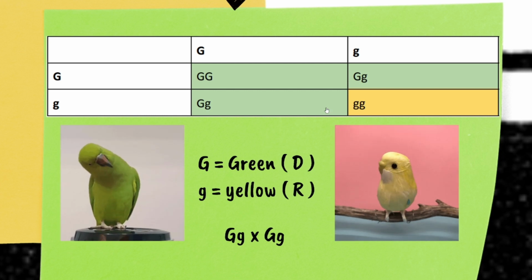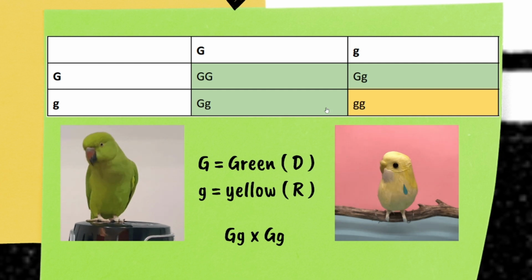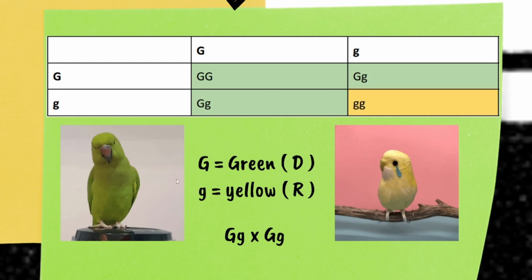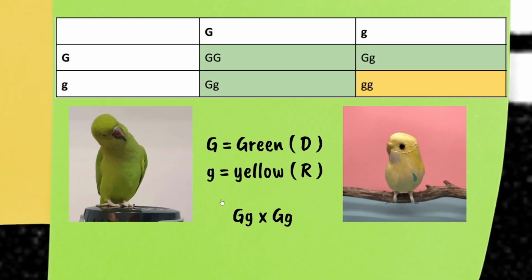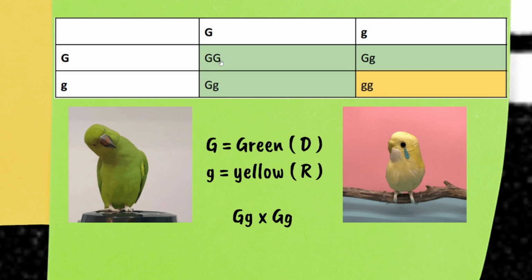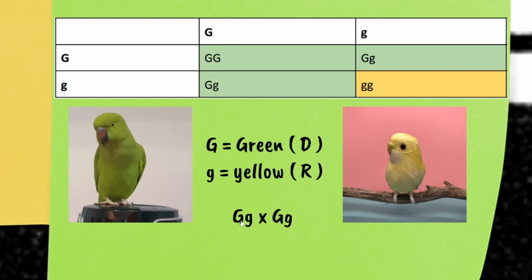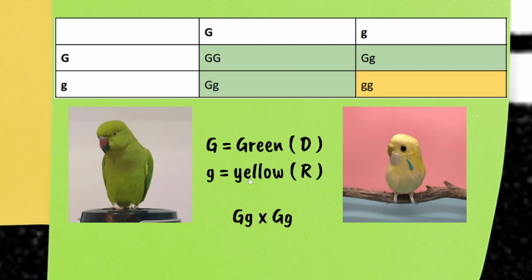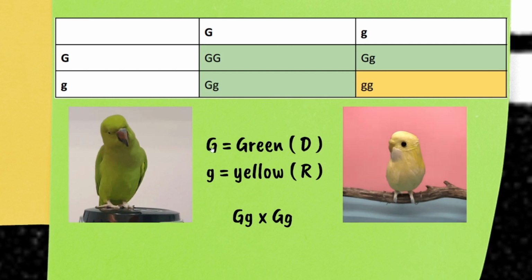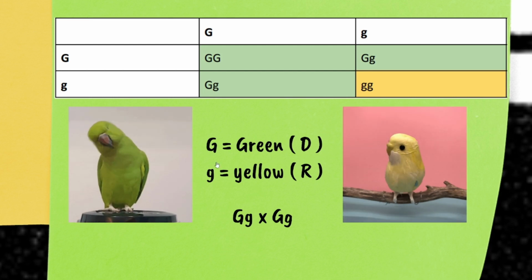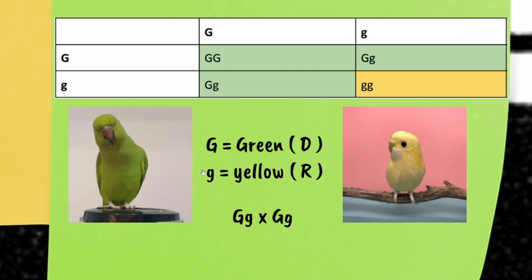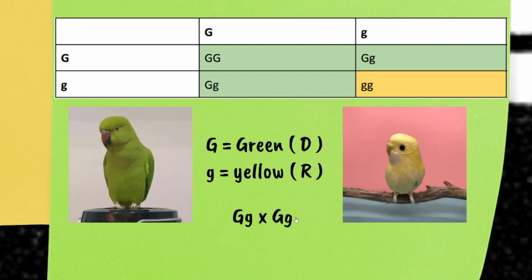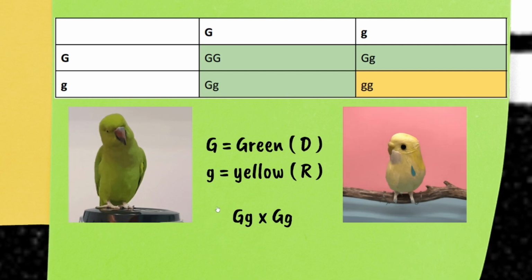Let's get here, where you can see there are two types of parrots. One is yellow, one is green. I told you in one gene there are two different types of alleles. So we can see here capital G, small g. Remember that the dominant one is the capital one, so the dominant one is the green one. And the small g is the yellow one, which is the recessive one.